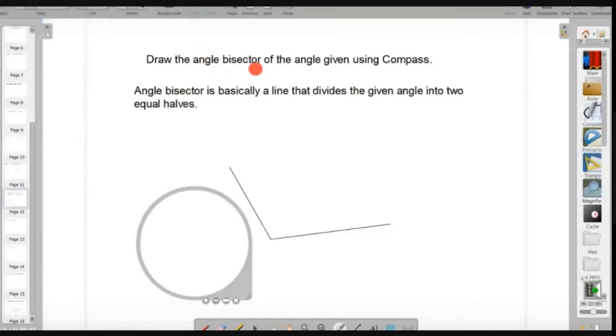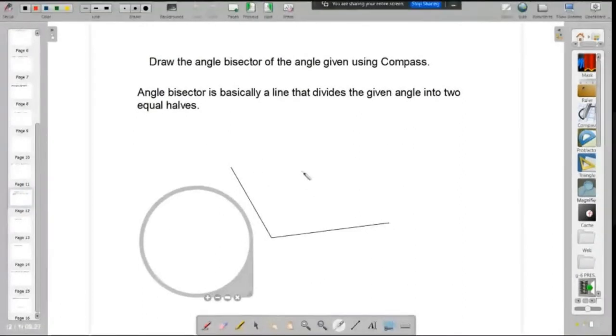Angle bisector means the angle is divided into two equal parts. A ray will be passing through the vertex of the angle and divide this angle into two equal parts. Suppose this is say 80 degrees. Then the angle bisector will be dividing it into equal 40 degrees. So I will have to draw a ray from the vertex of the angle dividing the given angle into two equal parts. That is what an angle bisector is. It is basically a line that divides the given angle into two equal halves.